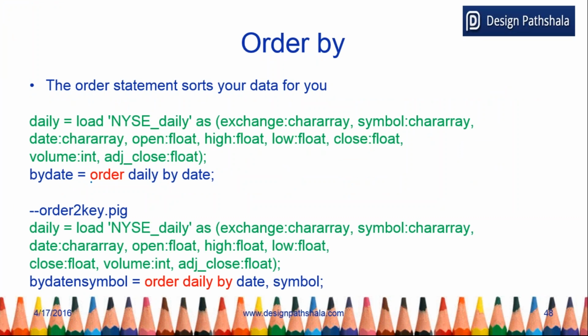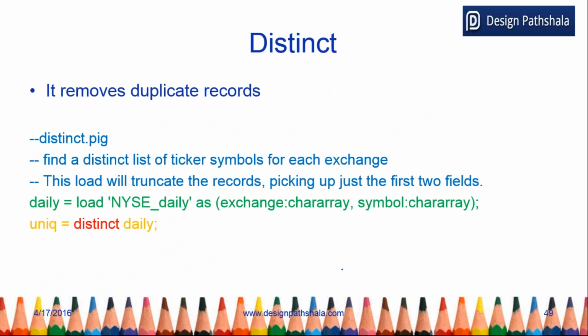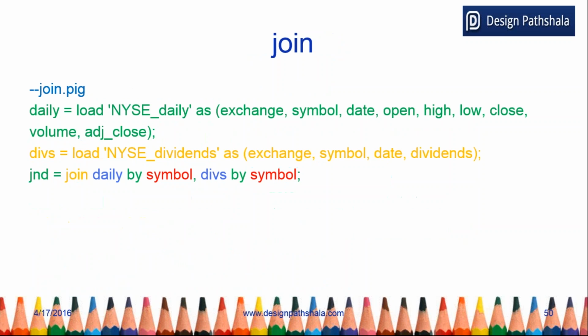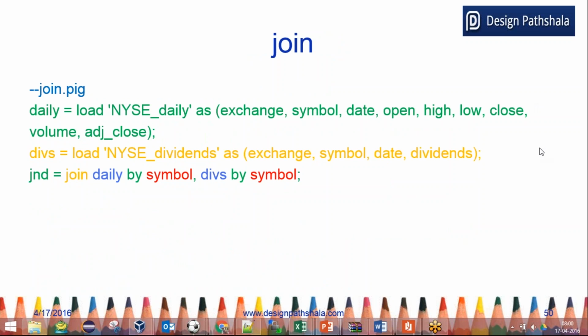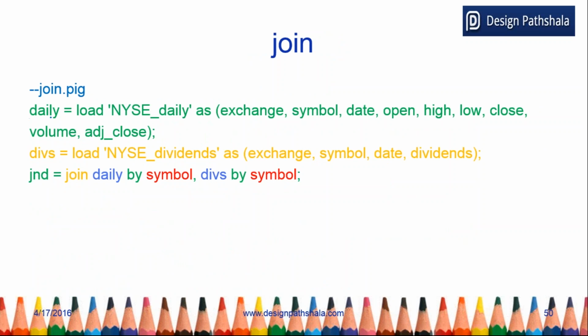Order by, similar to your order by, you can just order your data, ascending or descending. Distinct will produce a distinct output for you. Join. So you can join data sets as I showed you previously in the example. So join daily, this is one data set, divs another data set. So join daily with divs by symbol of this and by symbol of this.